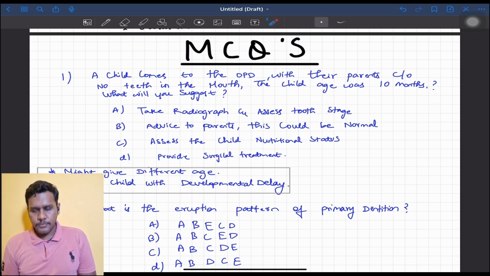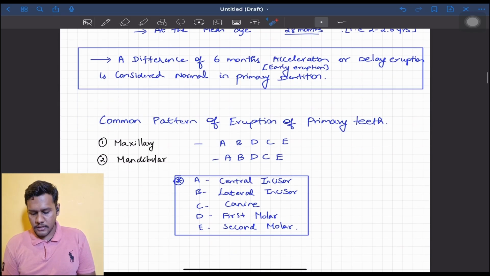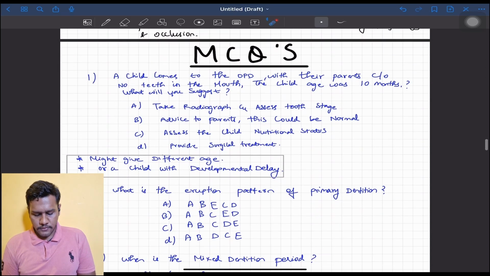Advise the parents this could be normal, or this is normal. Assess the child's nutrition stages. It can be done. Provide surgical treatment. Now, if you go back to the video, you see a difference of 6 months. Acceleration, that is, early eruption or delayed eruption, is considered normal in primary dentition. If you consider this is normal and there is no problem, the answer would be: advise parents this could be normal, or this is normal.